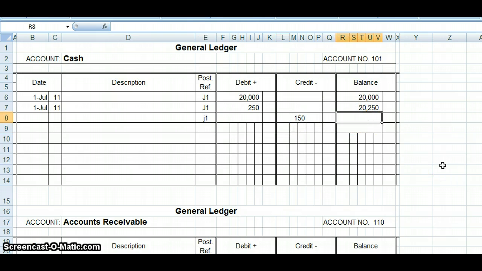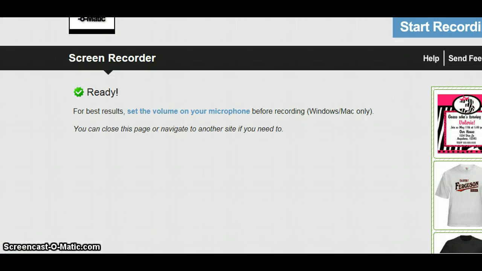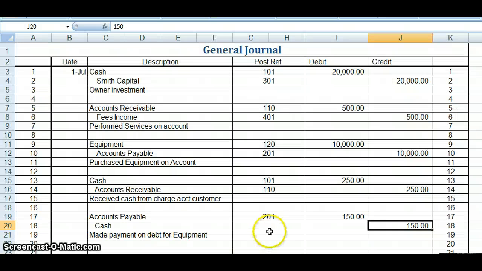So you'll see that I'm going to actually subtract $150 from my $20,250. And I'm getting $20,100. The value of my cash went down because I've paid it out. So that should make sense, I hope. We'll go back and put in our posting reference so we don't forget. Going to cash 101.